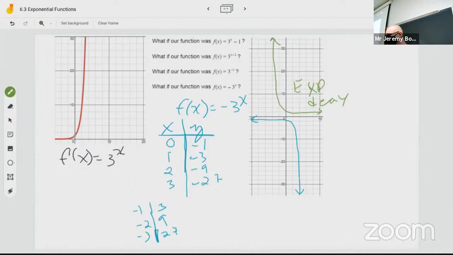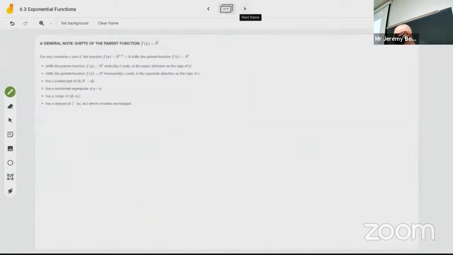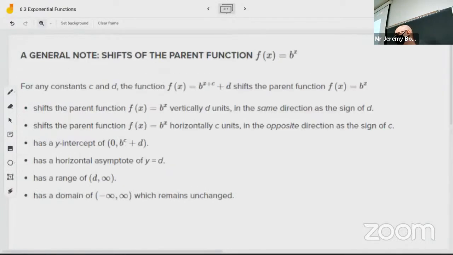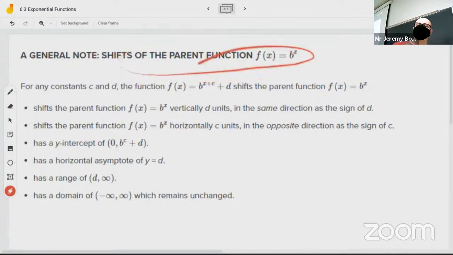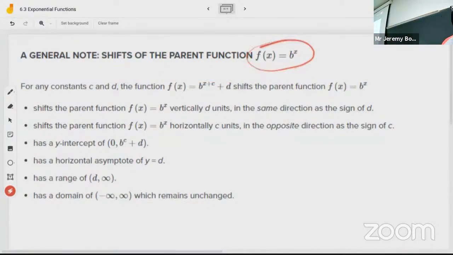So let's take a look at what we've figured out from that. I got some notes here. I don't know where I took this from. I think I took it from a website. So these are some general notes, the shifts of the exponential function. Notice they write theirs as f of x is equal to b to the x. So instead of a, they use a b.